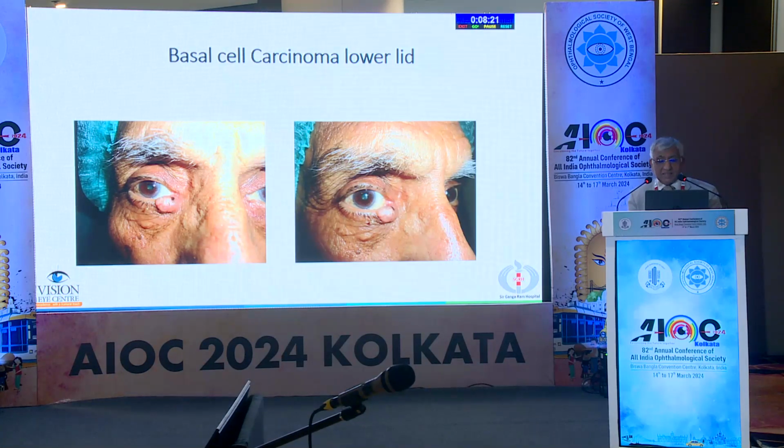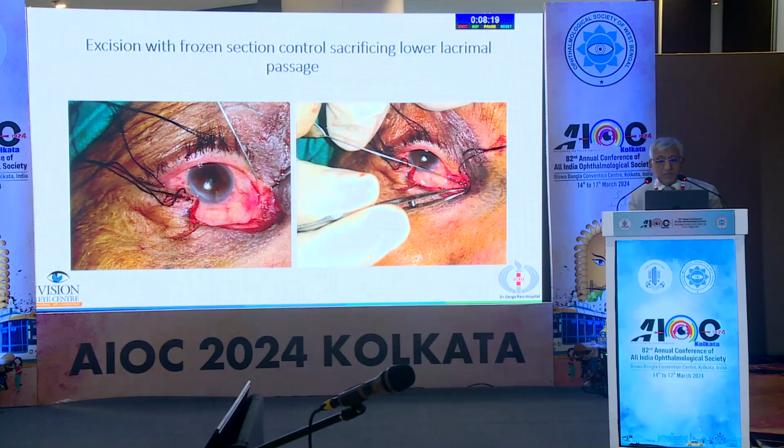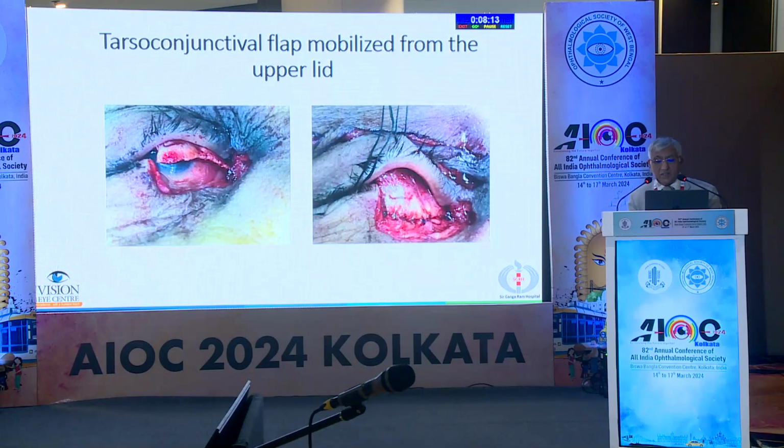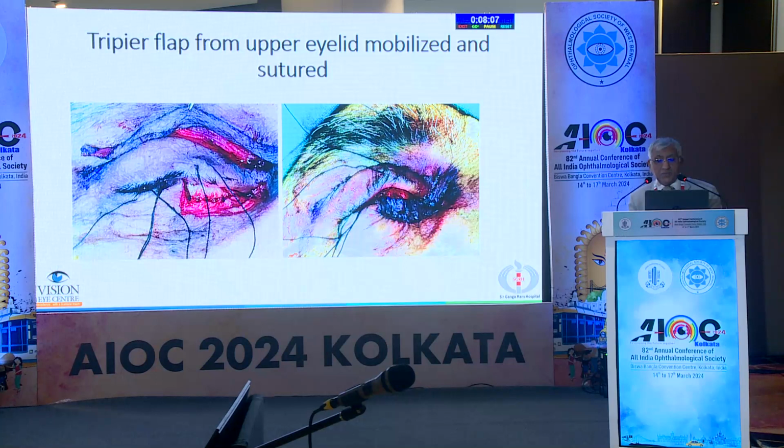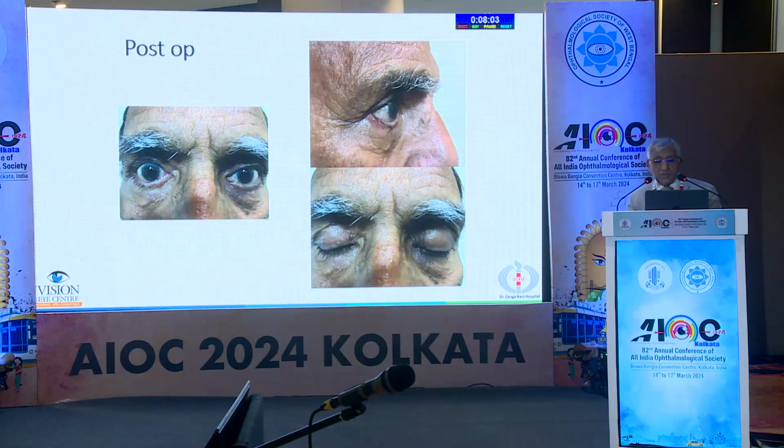So this is an example of a lower lid carcinoma where we've done an excision with frozen section control, and lacrimal passages had to be sacrificed. We've used a tarsoconjunctival flap from the upper lid here, and also used a Tripier flap for the constitution of the skin.